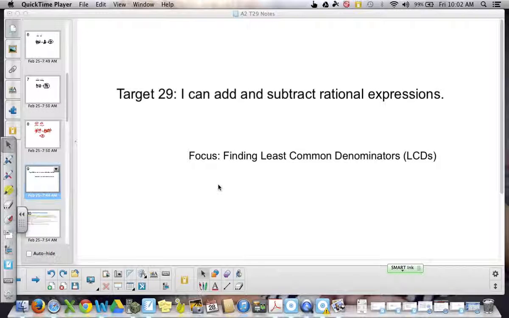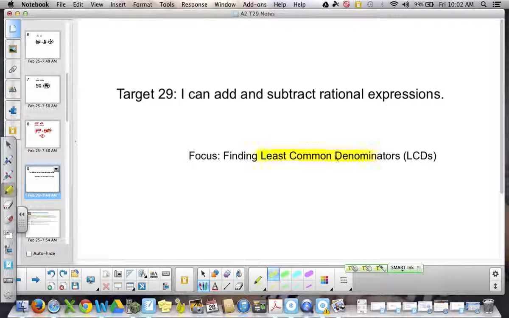Algebra 2, target 29, I can add and subtract rational expressions. This is day 2. In the first day we looked at adding and subtracting expressions with the same denominator. As we move forward, we're going to look at adding and subtracting rational expressions with unlike denominators. But in order to do that, we're going to need to find least common denominators. So today's lesson is just on that idea of finding least common denominators.